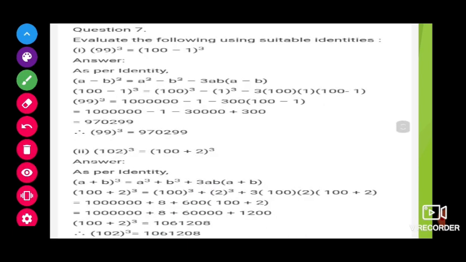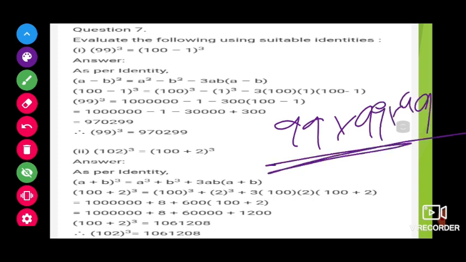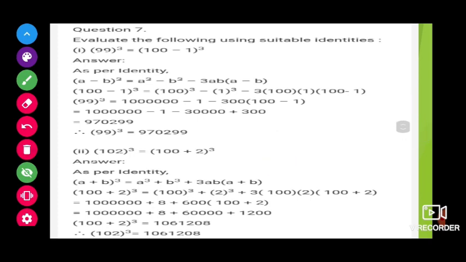Next question number 7. Evaluate the following using suitable identities. Same children. Now 99 cube. Actually 99 cube means we have to multiply 99 into 99 into 99. It's a little longer process. But now by using the identity we can do it in an easy way. That is, we can write 99 as 100 minus 1 whole cube. It is like a minus b whole cube.